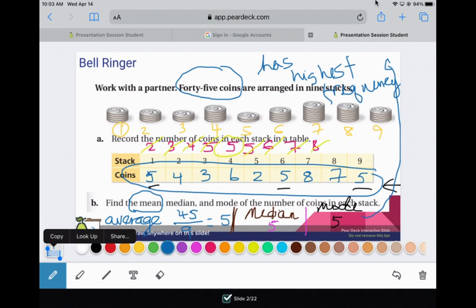The mode is the one with the highest frequency, or the most occurring number in that data list. Can we have more than one mode? Yes. Can we have more than one average? No. Can we have more than one median? No. Okay. So mode is the only thing that you can have more than one number. Median and average, no. You can only have one average, one median for that data set.